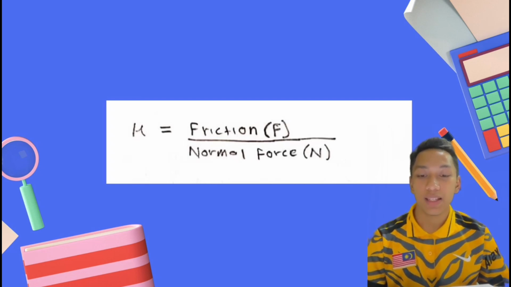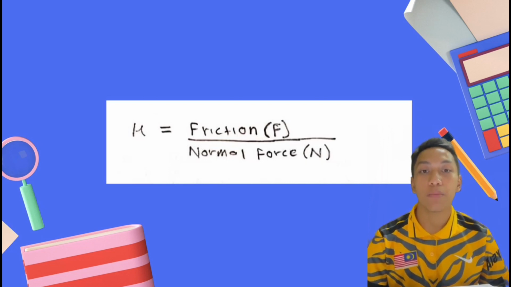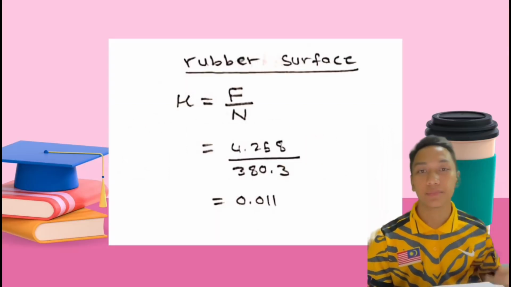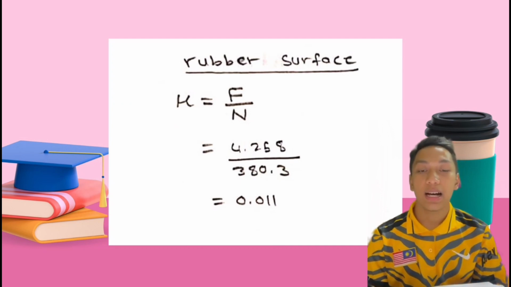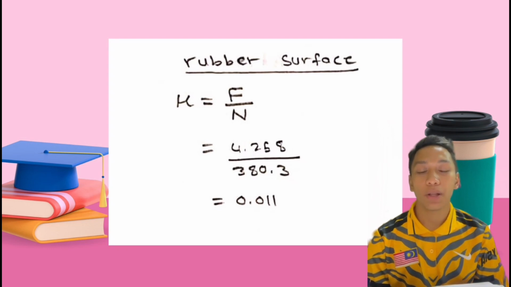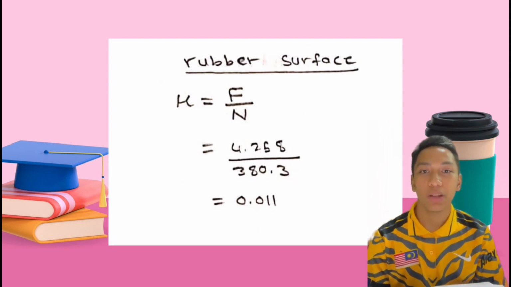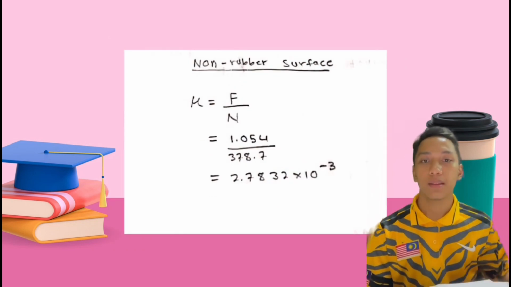The next one is mu equals friction divided by normal force. For the rubber surface, mu equals force divided by Newton, and the numbers are 4.258 divided by 380.3, and the answer we get is 0.011.